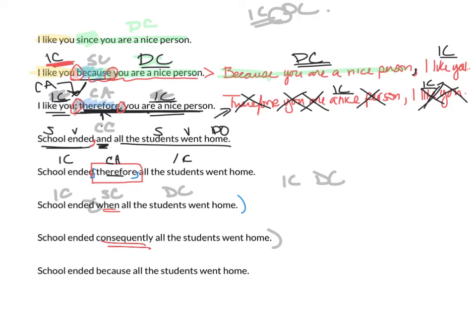Consequently, all the students went home, school ended. No, that doesn't even make sense. If I can't flip-flop it, that means I am joining two independent sentences that refuse to move. If I am joining two independent sentences with a long conjunction, that makes this a conjunctive adverb. What punctuation do I need? Semicolon up front, comma behind.